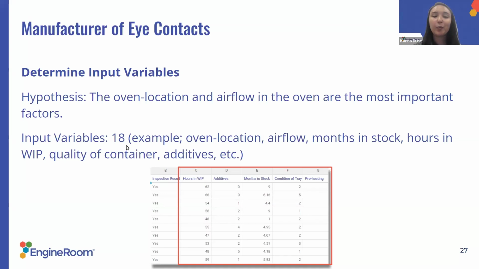So in this case, we had 18 different input variables that were included as part of this model. And we just have a small sample of those here. For example, those hours in WIP, whether or not there were additives, the months they were in stock, the condition of the tray, preheating, etc.